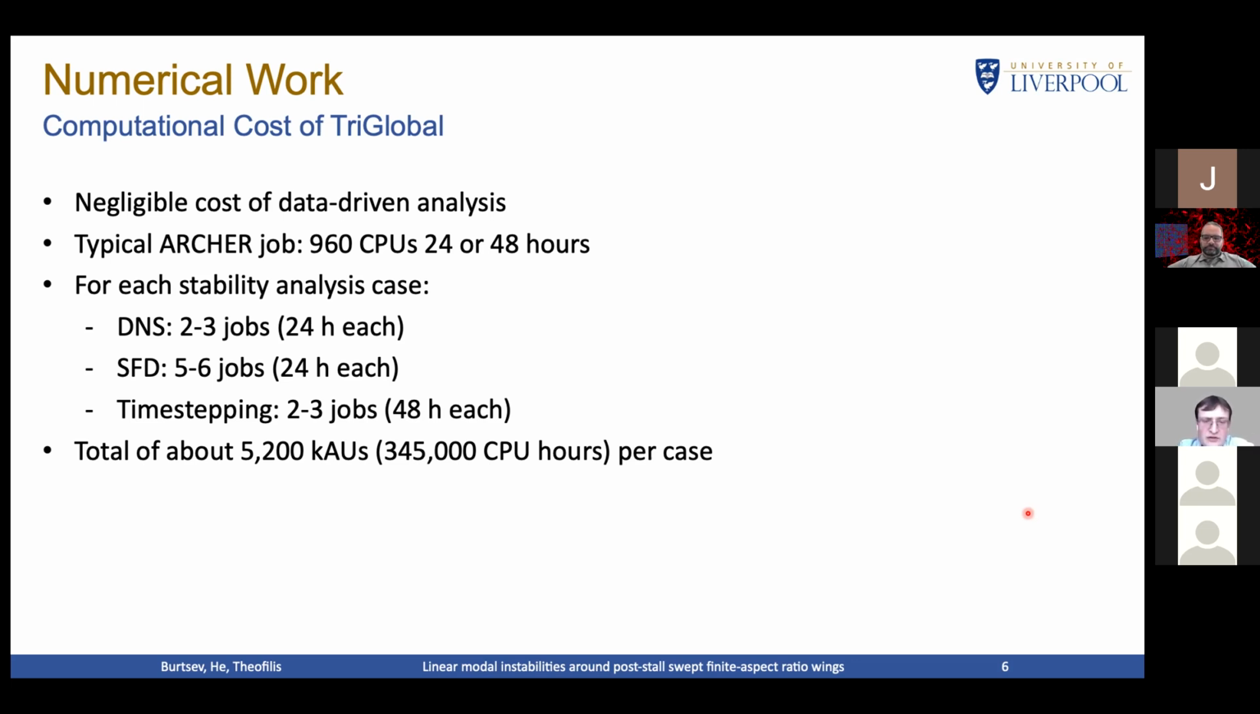2 or 3 such jobs would be needed to compute the flow, and then 5 or 6 to perform the selective frequency damping. And in the end, the time stepping itself to obtain the eigenmodes would be about 2 more jobs. So this amounts to about 5,000 kilo allocation units per stability analysis case. So this work would really be impossible without using Archer.